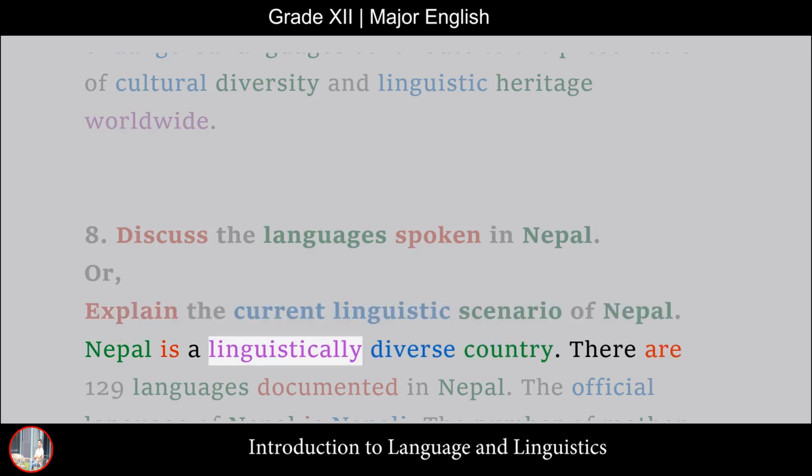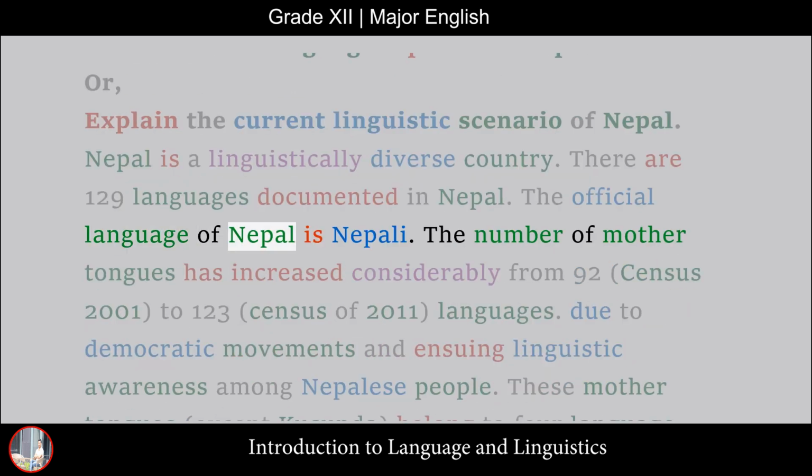Nepal is a linguistically diverse country. There are 129 languages documented in Nepal. The official language of Nepal is Nepali. The number of mother tongues has increased considerably from 92 in the census of 2001 to 123 in the census of 2011, due to democratic movements and ensuing linguistic awareness among Nepalese people.